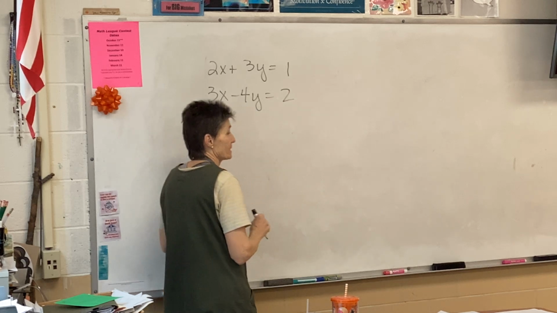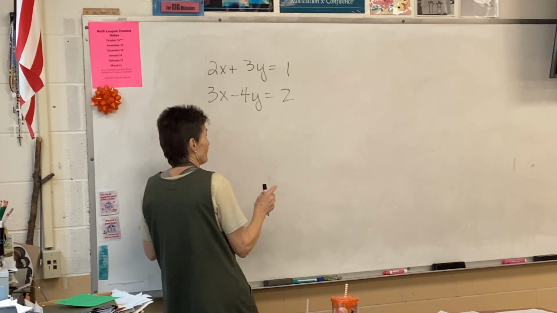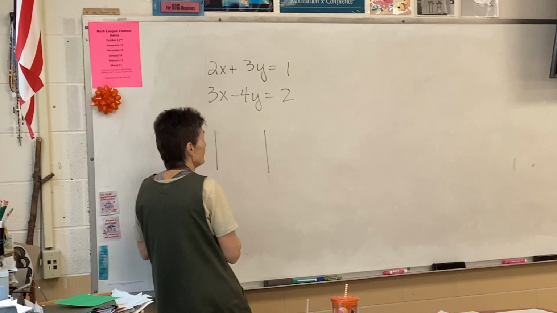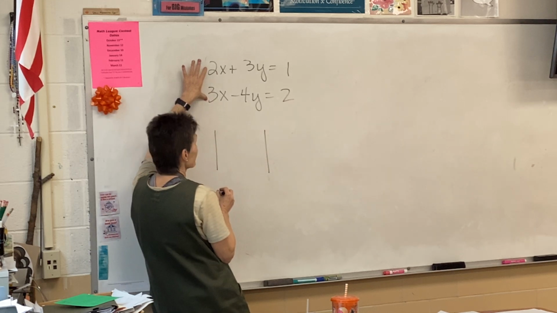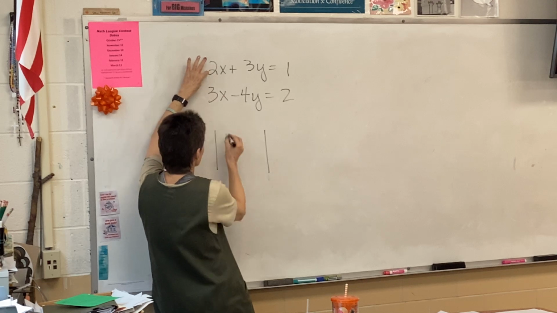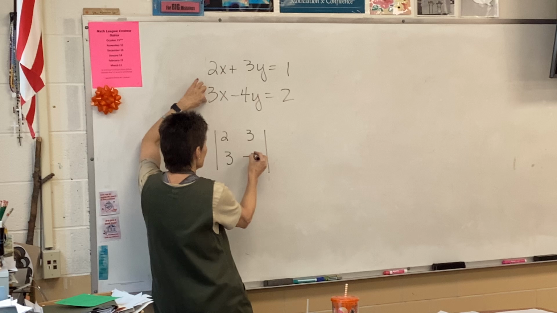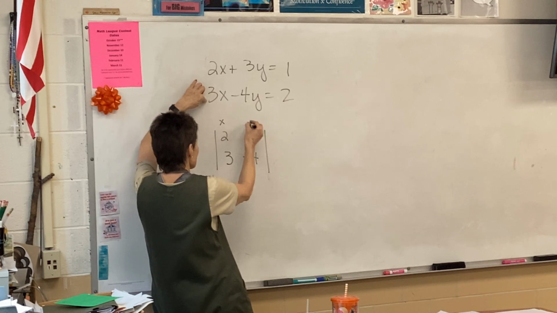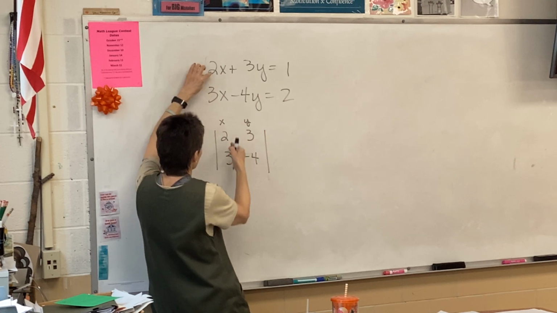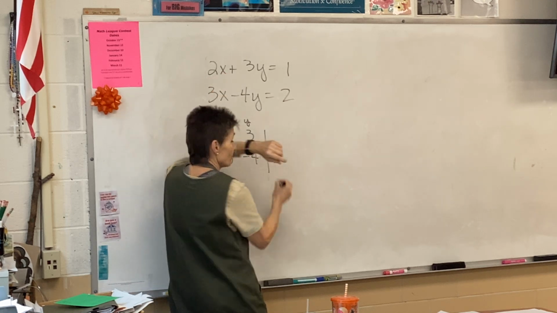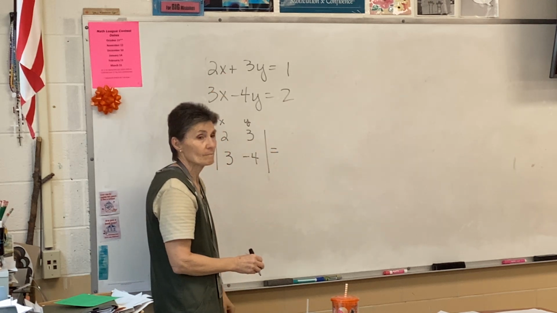It's really easy. Step 1. Make a determinant of the coefficients. Just the coefficients. So 2, 3, 3, -4. These are the x's, these are the y's, all lined up. X's are 2 and 3, y's are 3 and -4. Everybody good with that? Yep.